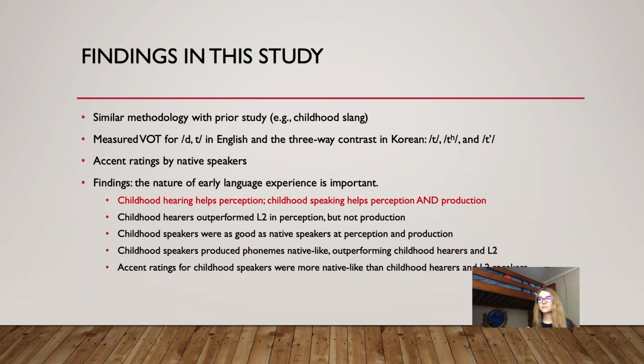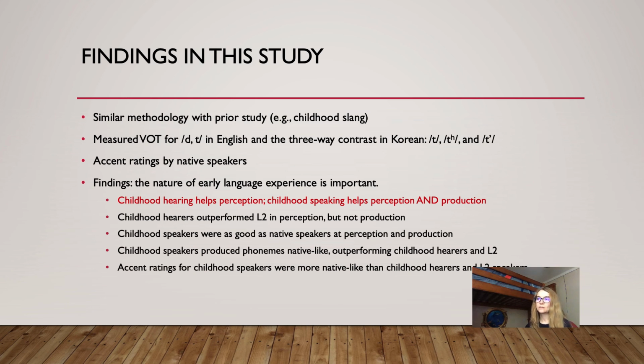And what they found for this study is that child hearing, overhearing in childhood, helps with perception. And that childhood speaking helps both in perception and in production. So basically, again, if a child overheard the language in childhood but didn't really speak it, they are good at distinguishing perceptually between different sound contrasts. But if they spoke it in childhood, then that also translates into pronunciation, production benefits as well.